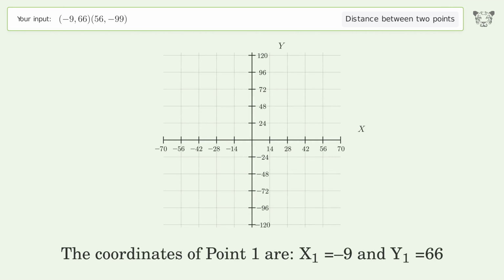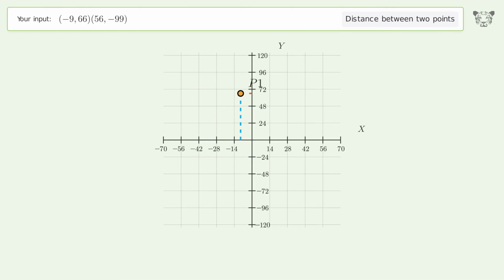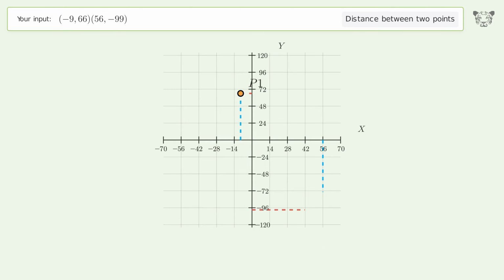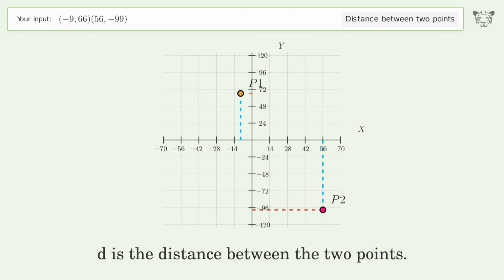The coordinates of point 1 are x1 equals -9 and y1 equals 66. The coordinates of point 2 are x2 equals 56 and y2 equals -99. D is the distance between the 2 points.